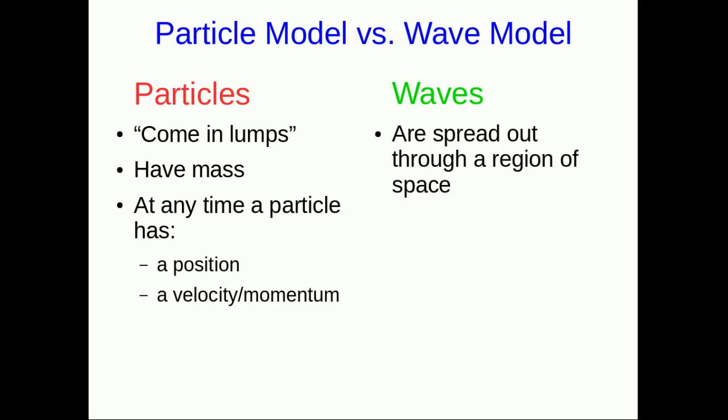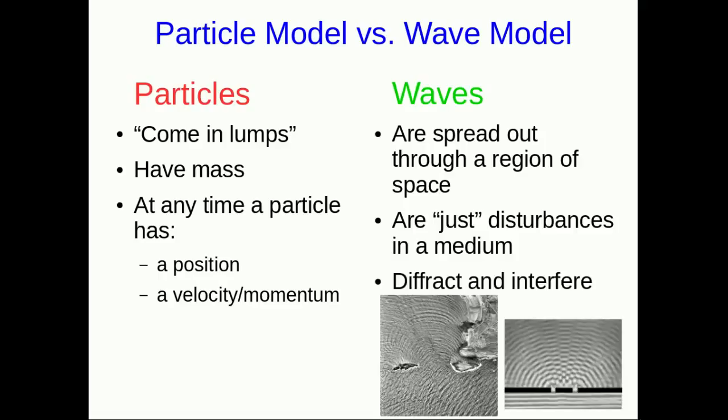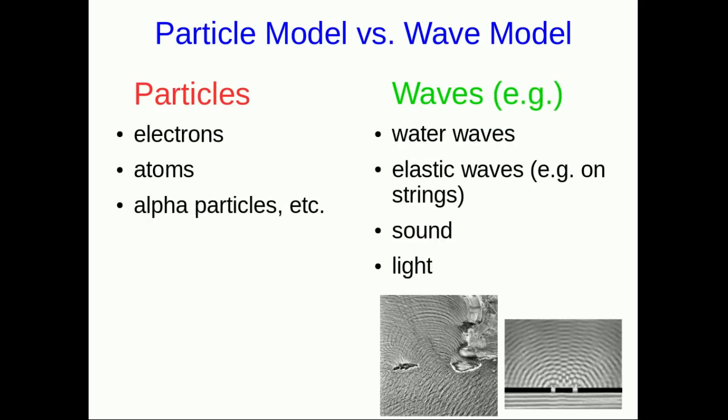But waves are different. They're spread out through a region of space. They don't exist just at one position. They're spread out. And they don't have mass. The medium that they travel through might have mass, but a wave is not the medium. It's a disturbance in the medium. But then the real distinguishing feature of waves is that we can make them diffract and interfere. And that's how we identify something as a wave. If we can make something interfere with itself, it's a wave.